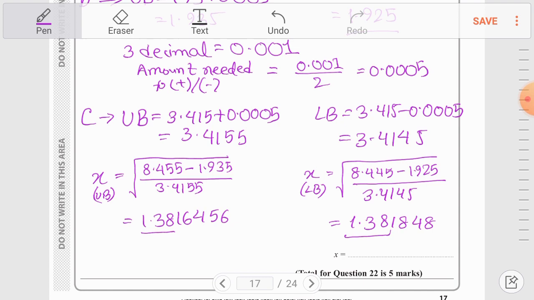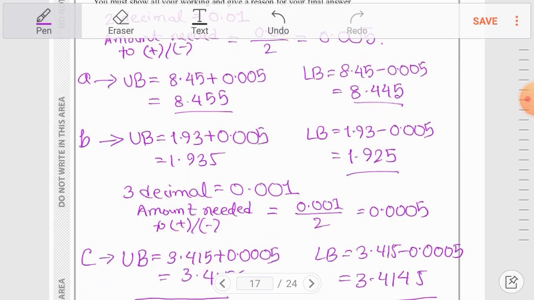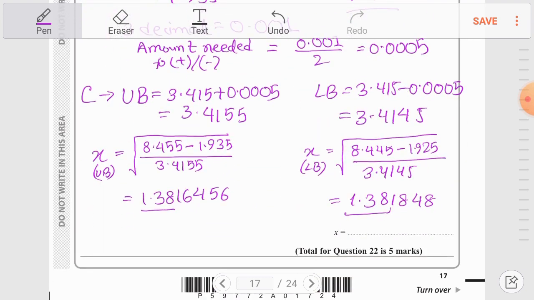So that's what the question asked you about, that up to a certain level, both the upper bound and lower bound values of x are the same, correct to n decimal places. N decimal places was the decimal places up to which the upper bound and lower bound values of x were exactly the same. And we can see now that it was actually up to 2 decimal places. Up to 2 decimal places, the lower bound and the upper bound values of x were exactly the same.